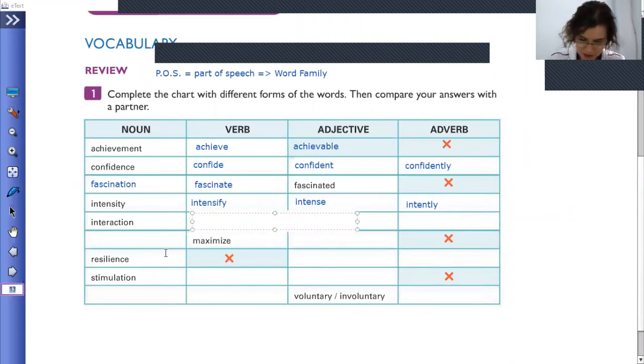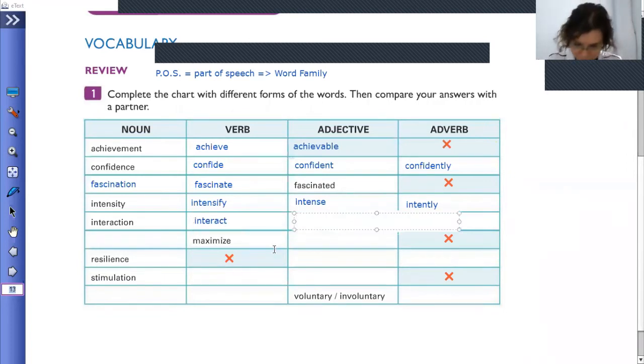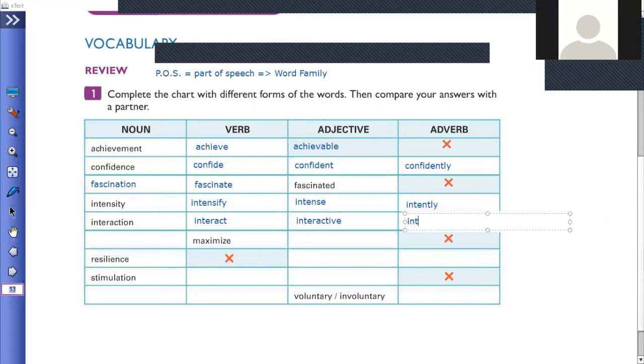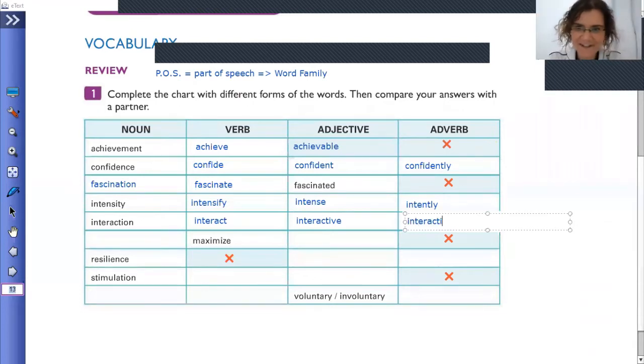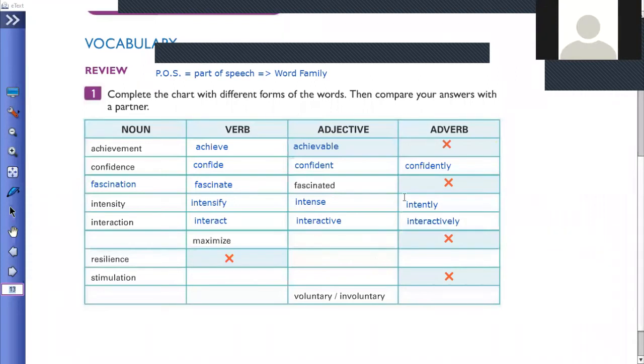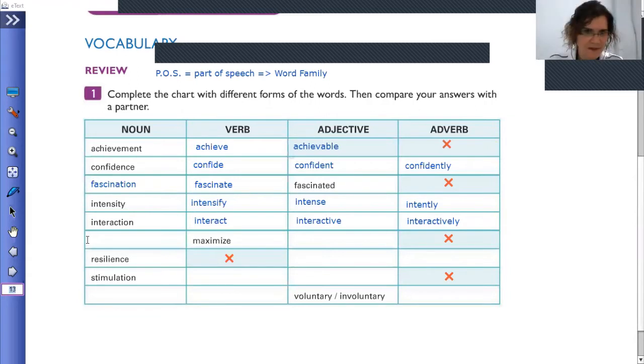Okay, interaction. What is the verb of interaction? I'd like to ask Angelica. Angelica, can you tell me the verb form of interaction? Interact. Very good. Okay, awesome. Now, what about the adjective? Interactive. Yeah, that's nice. And what about the adverb? Interactively. Yeah, very good. Yeah, it's mostly with those lys. Guys, if I have a spelling mistake, let me know.